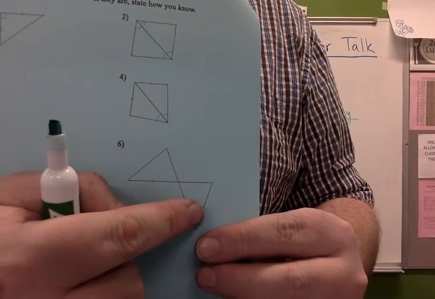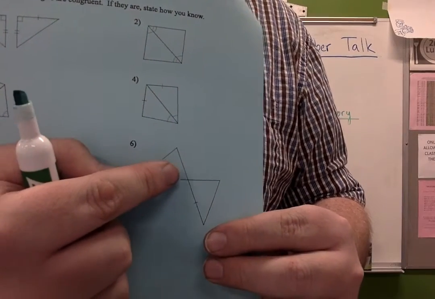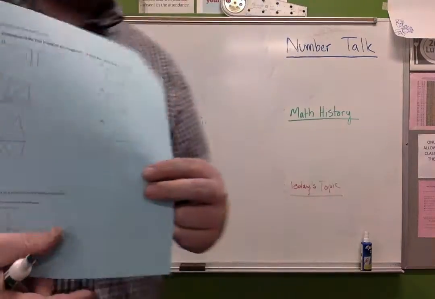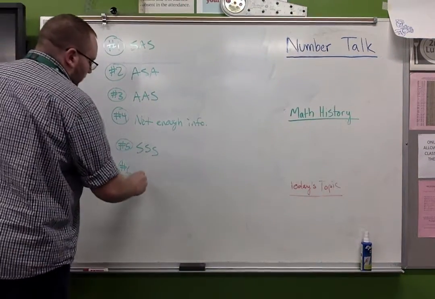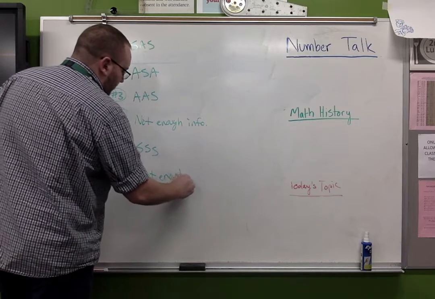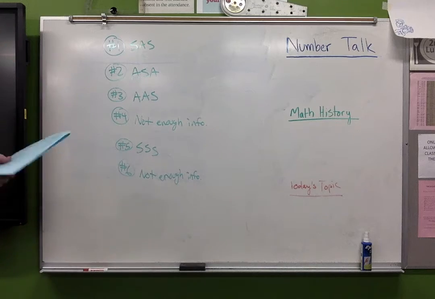Let's look at number 6. Well, we only have a side, side here, right? But these are vertical angles, so we have a side angle or an angle side, but there's nothing else given. So because there's nothing else given, we don't know if they're congruent. There's not enough information. Okay? And there are those 6.